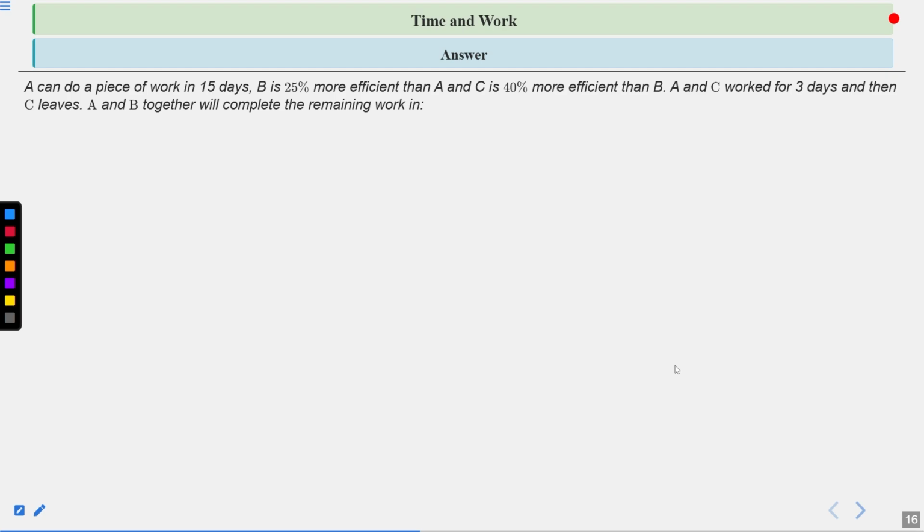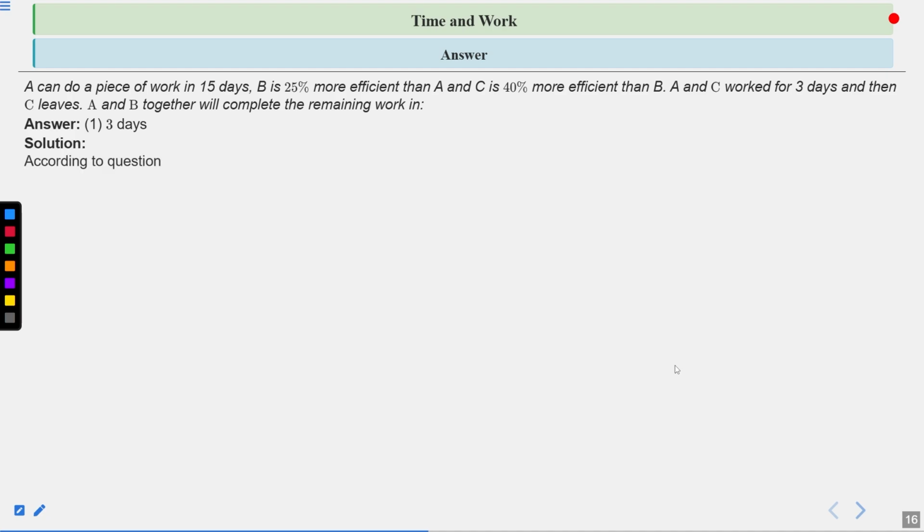So first we need to calculate the efficiency of A, B and C. Then we can calculate the total work, because when we have the efficiency of A, we know that A takes 15 days alone to complete the work. So multiplying the efficiency of A with 15, we get the total work. Then we can subtract and calculate the number of days taken by A and B to complete the remaining work. So the correct answer of this question is the first one, which is 3 days. Now see the detailed solution of this question.